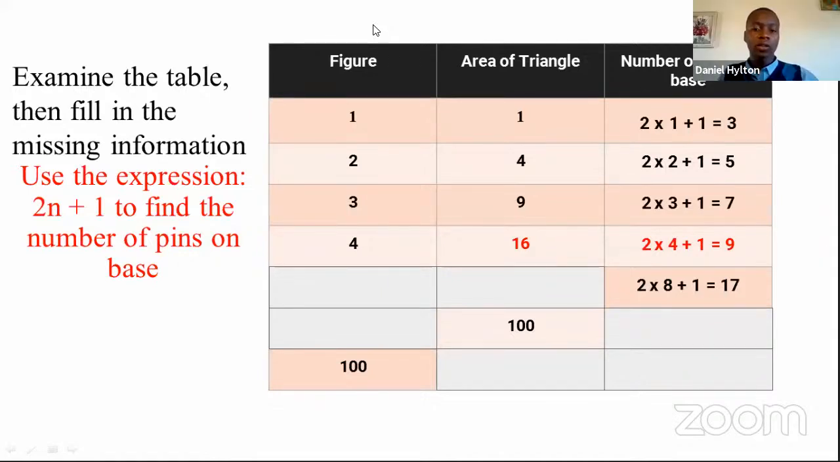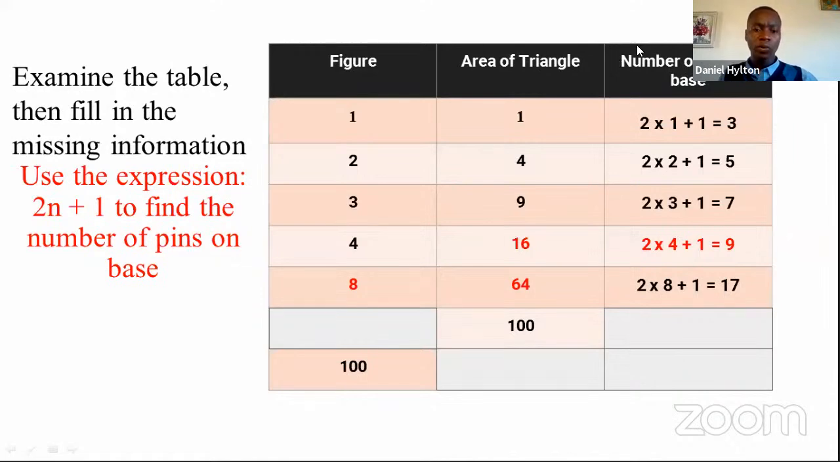Okay, great. So again, we know that for the number of pins on base, it's just 2 times the figure number plus 1. And so that's just 2 times 8. So from this, we can say that 8 is our figure. So considering that 8 is our figure, what would the area of that triangle be? And yes, it is 64 because we know that the area of our triangle is just the figure number squared. So it's just 8 times 8, 64.